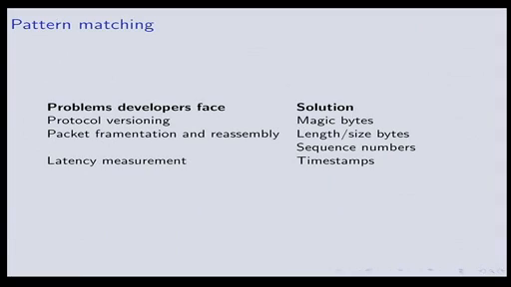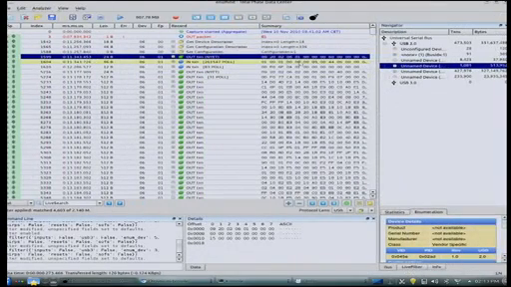Packet fragmentation and reassembly. Generally, USB won't let you do a transfer that is 1 megabyte large. You have to break it apart and reassemble it. How do we do this with TCP? We're going to do the same thing. We have length bytes, and then we have sequence numbers.